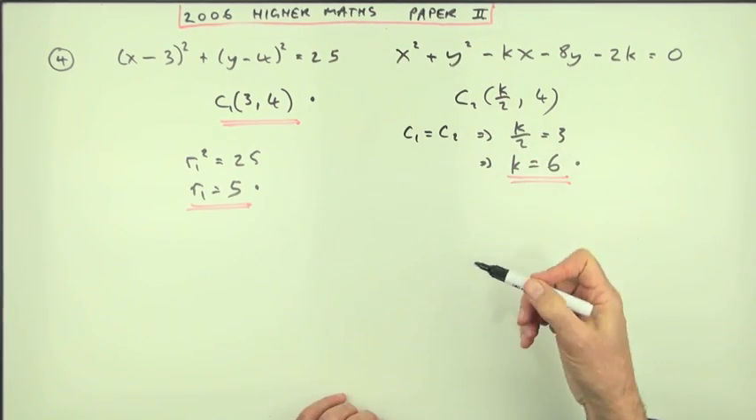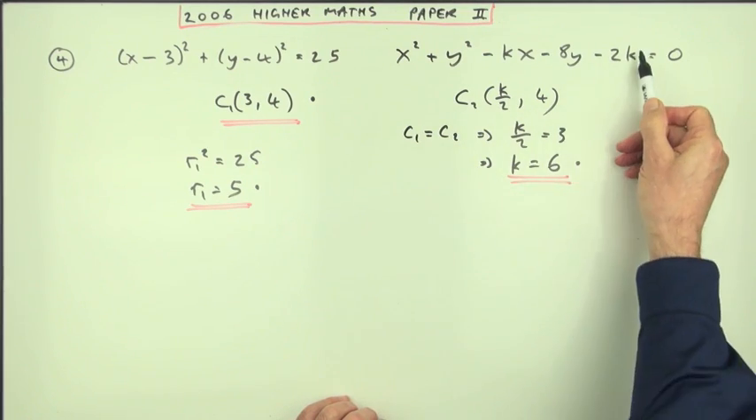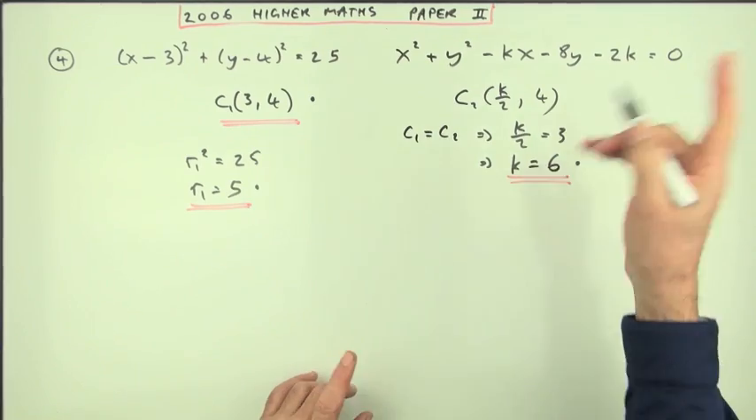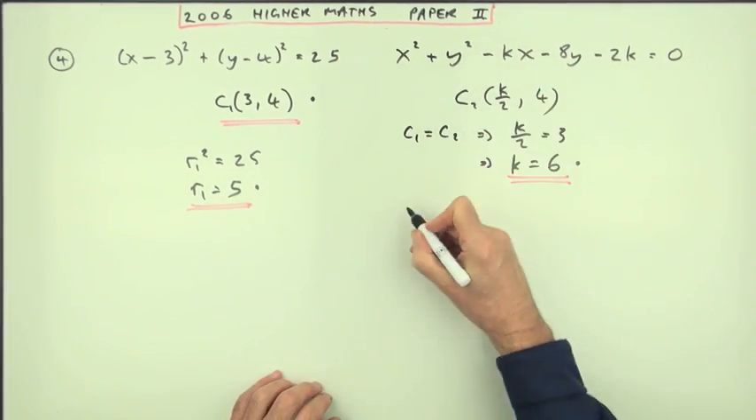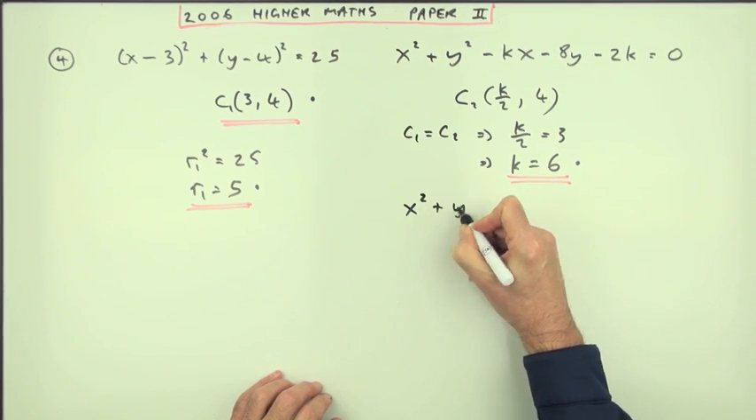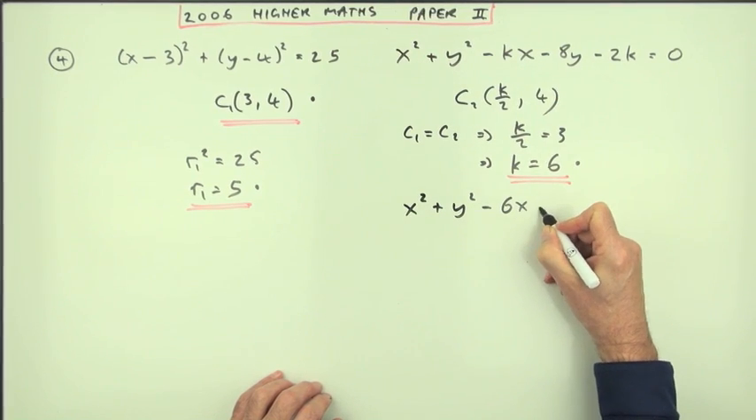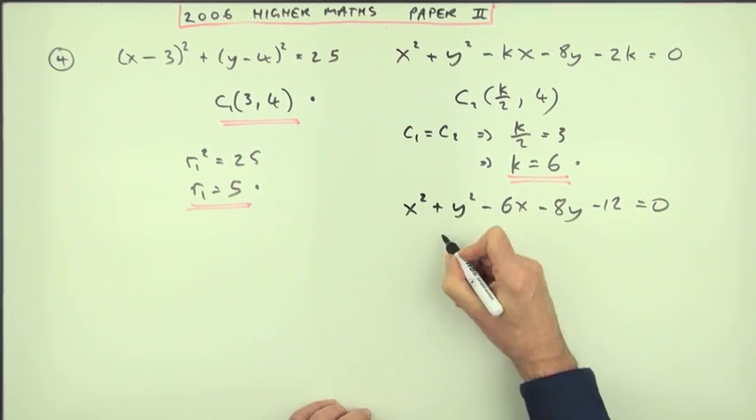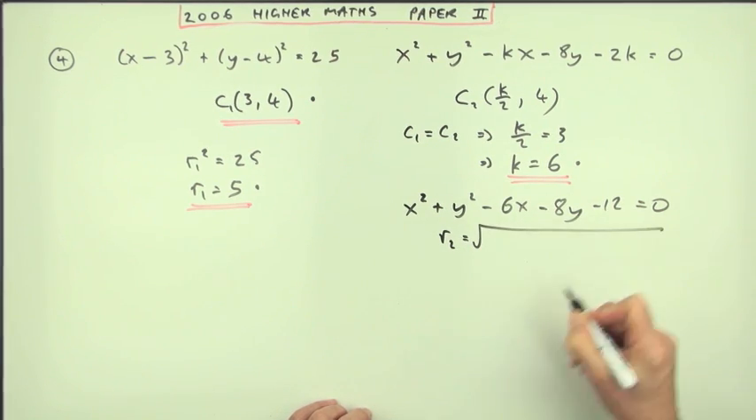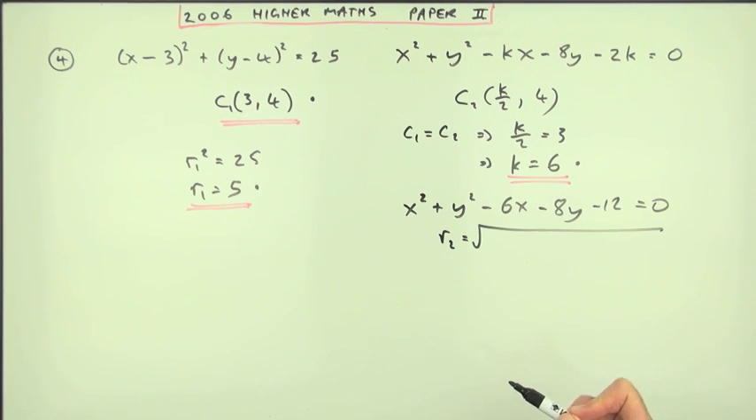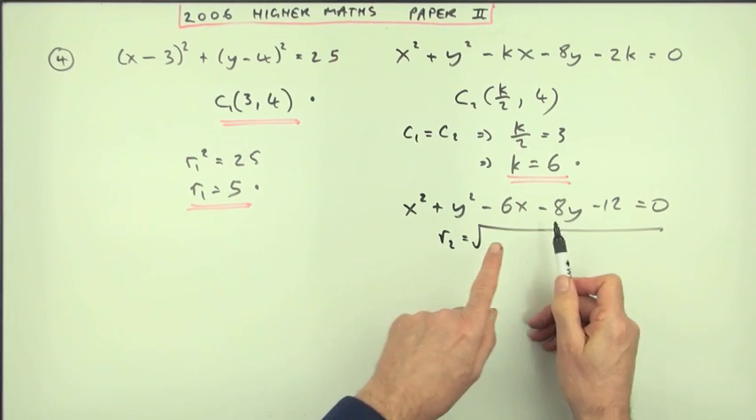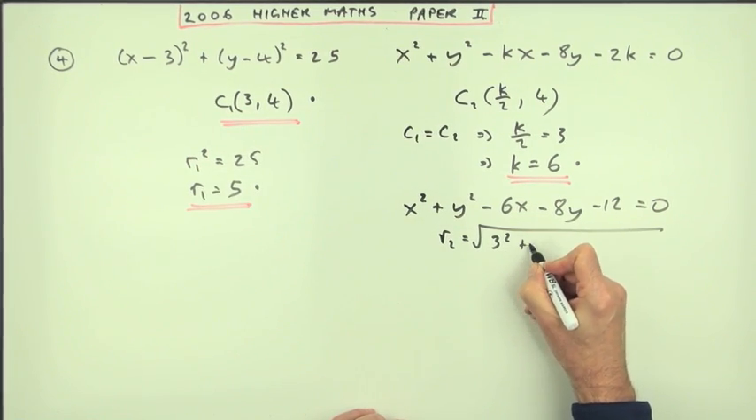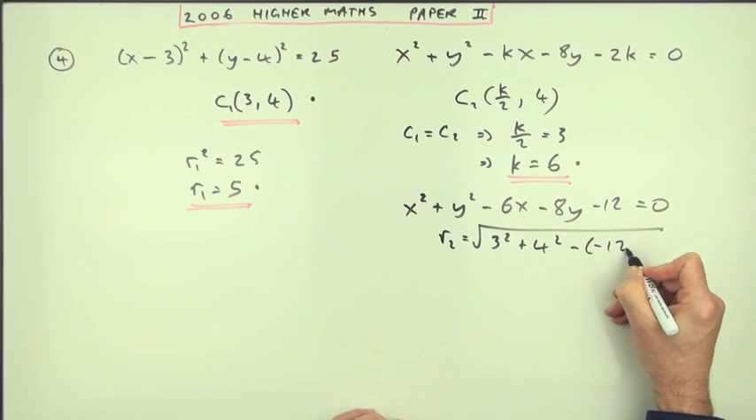Now to get the radius of this one, I know the formula involves this number at the end, but I know that's going to be a negative 12. I don't really need to write it all out, but I'll write it all out anyway. What is this now that I know that k is 6? So that second circle is x squared plus y squared minus 6x minus 8y minus 12 equals 0. And then from that I can say that the second radius is going to be the square root of, you can either think of f's and g's and c's if you like, but strictly it's just the centre squared minus the number at the end. So the centre is 3, 4: 3 squared plus 4 squared minus the number at the end, which is a negative 12.